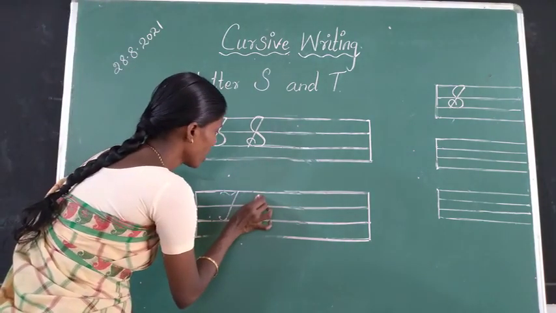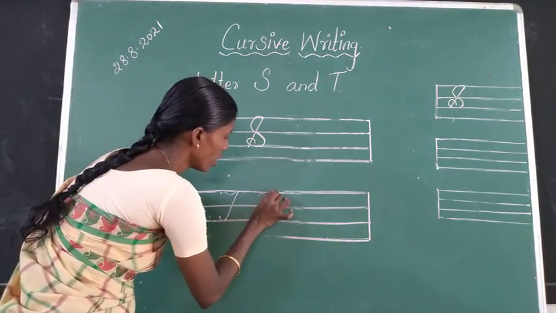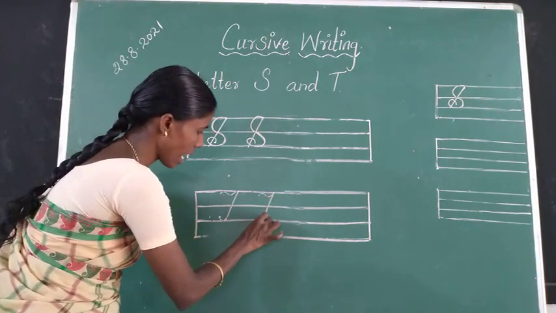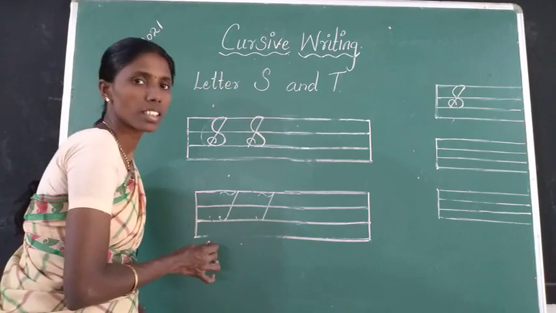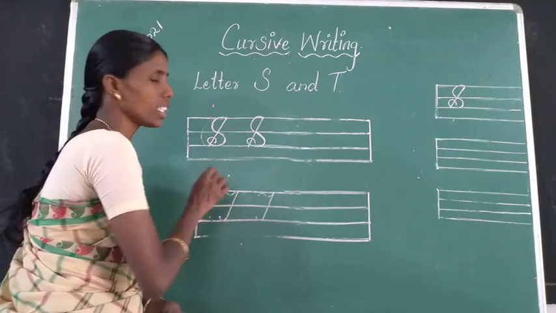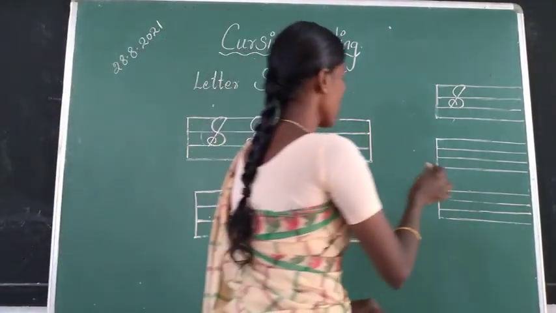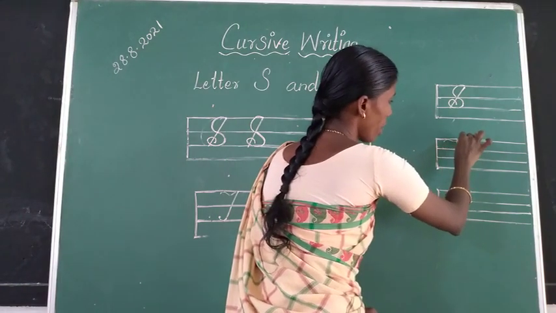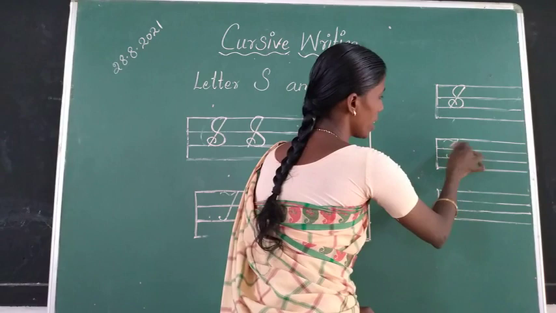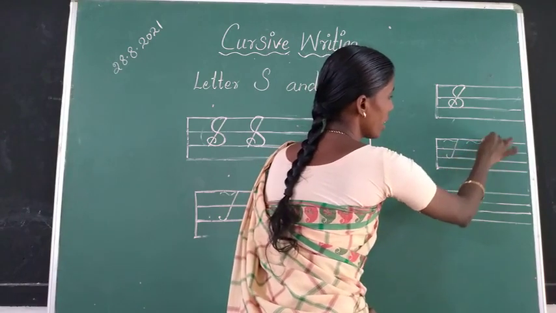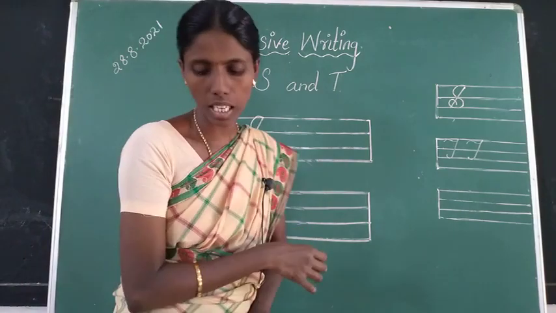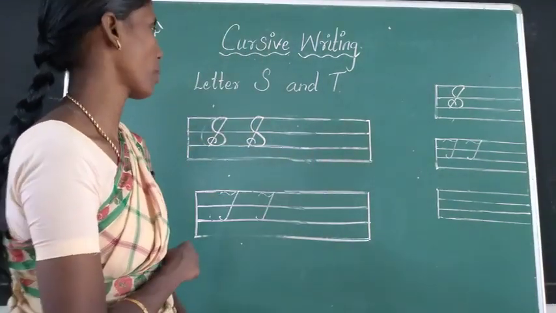Draw a curve line. Then come down with the slant line, turn it. This is capital letter T in cursive form.